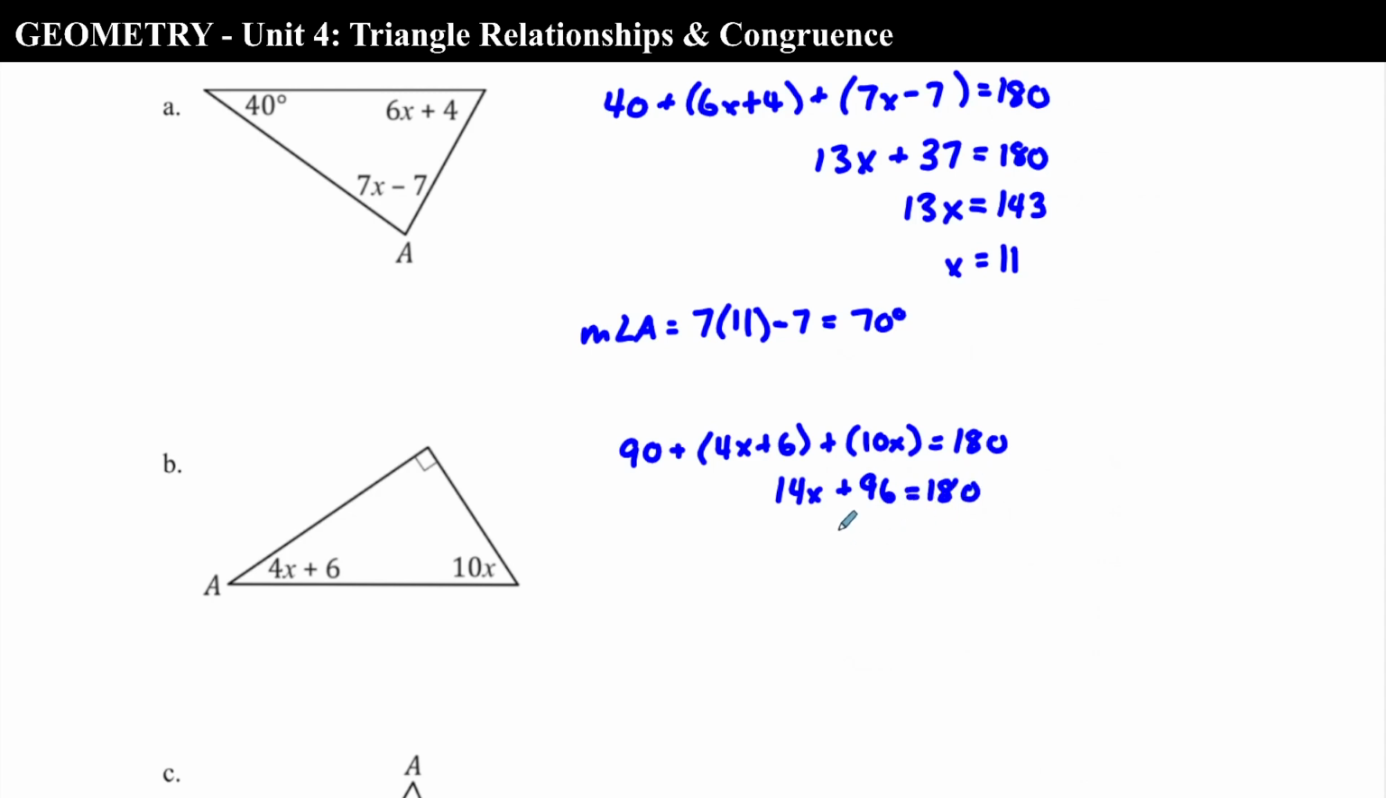We subtract 96 from each side, and that's going to give us 84. And then we divide by 14, and we end up with x equals 6. So to find the measure of angle A, we're going to substitute our value of x in. So we got 4 times 6 plus 6, and that's going to give us 30 degrees.